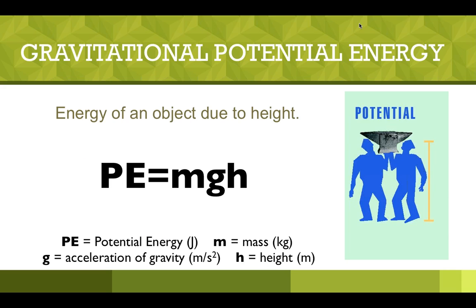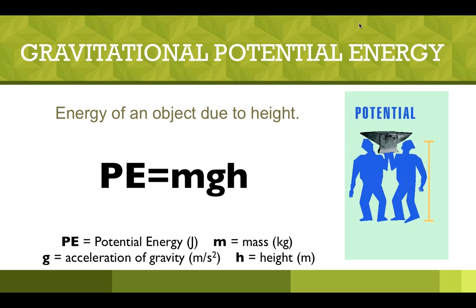Now, we're going to mainly focus on one type of potential energy, and that type is called gravitational potential energy. That is potential energy that an object has based on coming from the gravity that's pulling it down. So it's kind of based on how high above the Earth that object is.